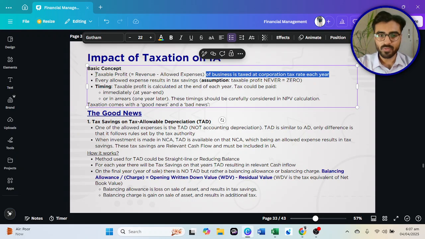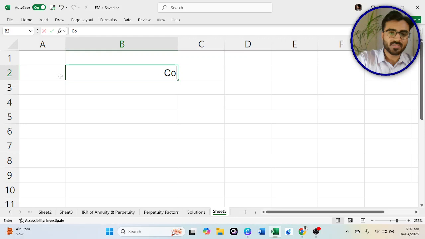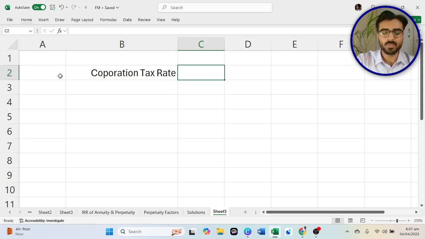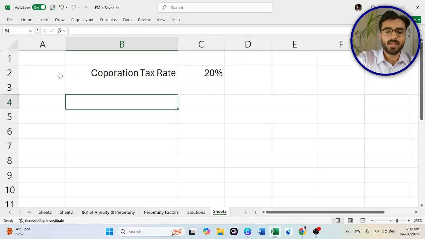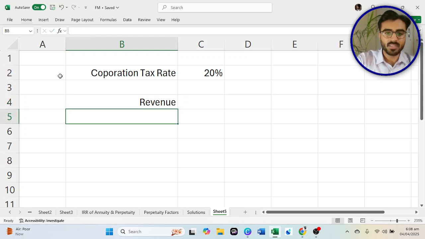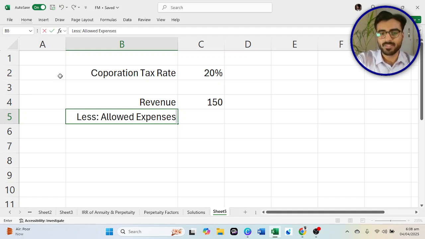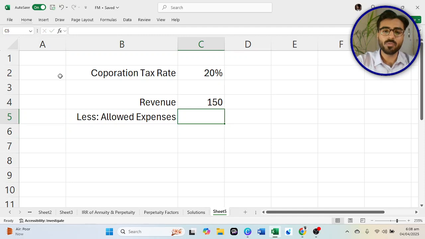So a taxable profit figure, which comes as revenue minus allowed expenses of business, is taxed at the corporation tax rate each year. So let's assume that the corporation tax rate is 20%. And our revenue that the business has earned is $150 and the allowed expenses. Now, what are the allowed expenses? These are different from your accounting expenses. These are the expenses that are allowed by the taxation authority to be deducted from revenue. So minus allowed expenses, let us assume that the allowed expenses amount to $50.